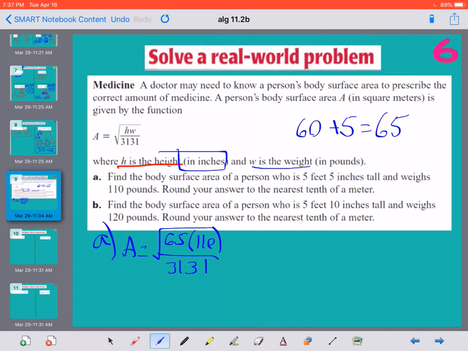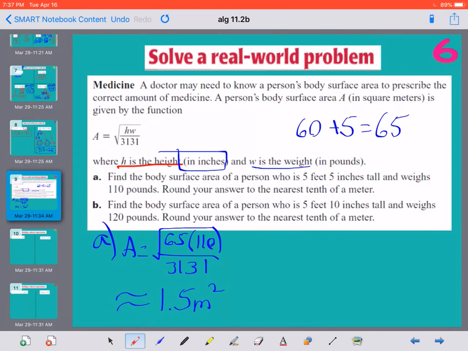Now, this is a lot of work, so what I'm going to do is I'm just going to put it in my calculator, and what I get is about 1.5 meters square.